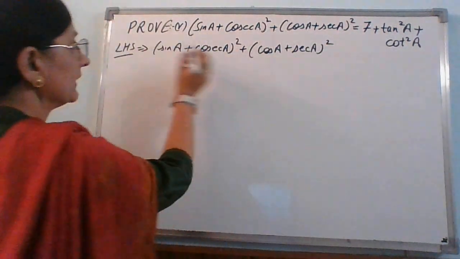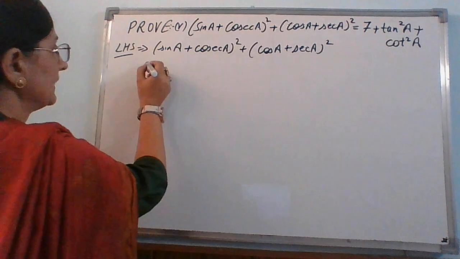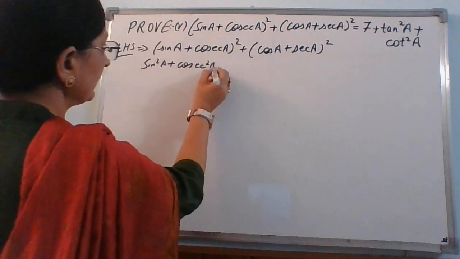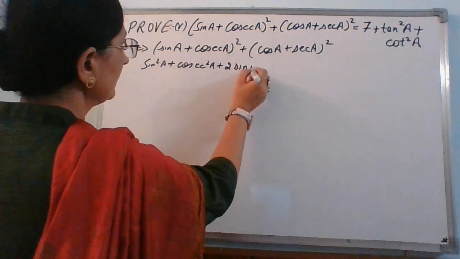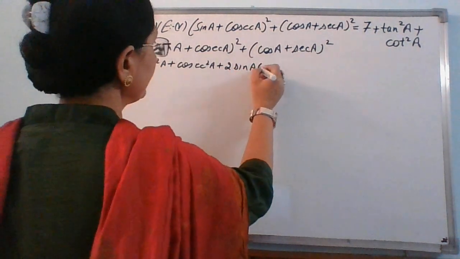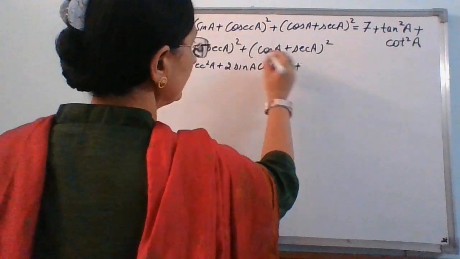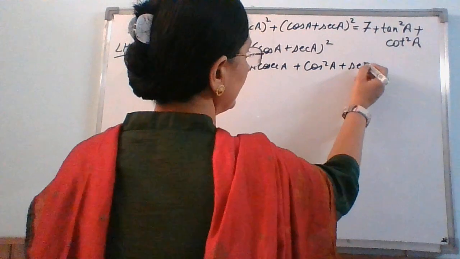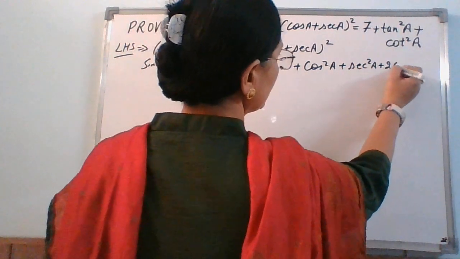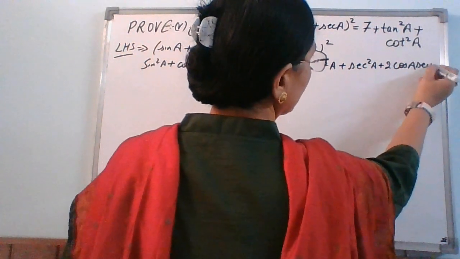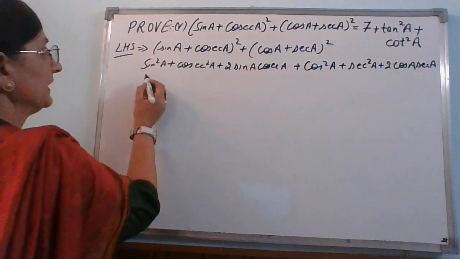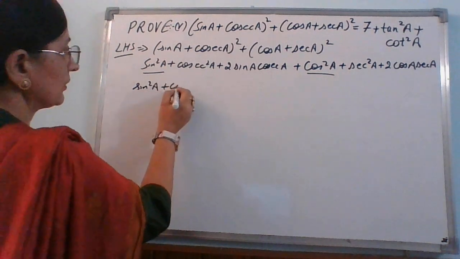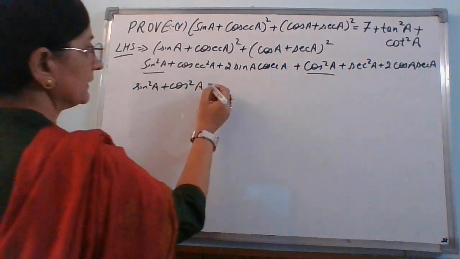Now apply the formula of a plus b whole square, right? So it becomes sin square a plus cosecant square a plus twice ab, 2 sin a into cosecant a. Similarly in this bracket, a plus b whole square is a square, b square and twice ab, 2 into cos of a into secant of a, right? So then here we will combine this here, sin square a plus cos square a, we write them together here.